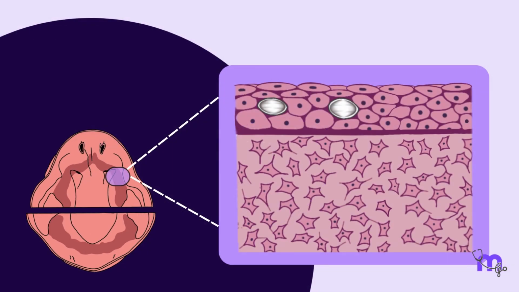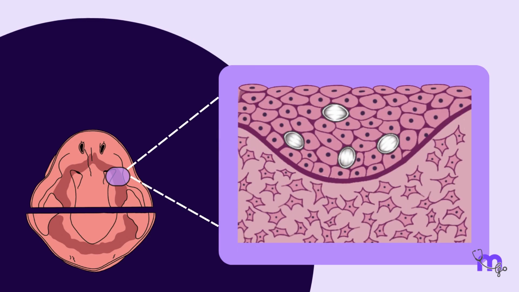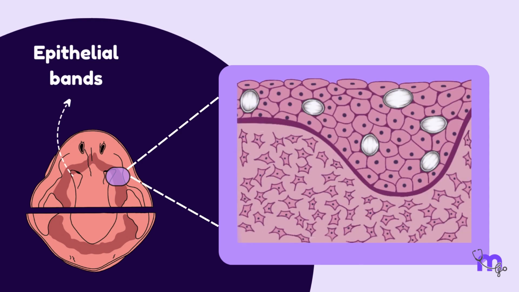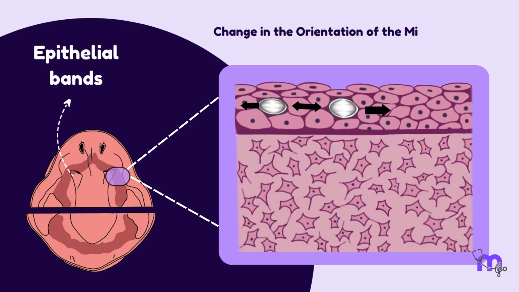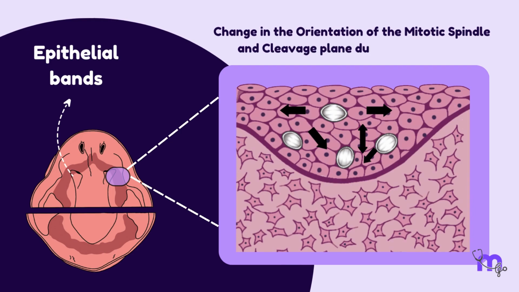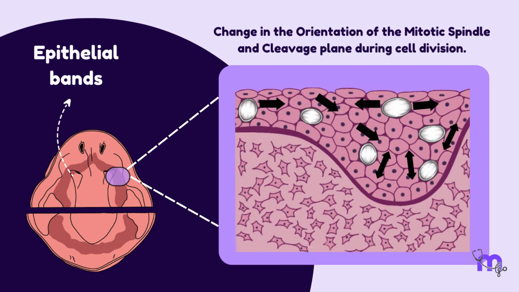The face is essentially a rapidly multiplying mass of cells. It's important to note that the thickening of these epithelial bands isn't solely due to increased cell proliferation. Rather, it's a consequence of a change in the orientation of the mitotic spindle and cleavage plane during cell division.